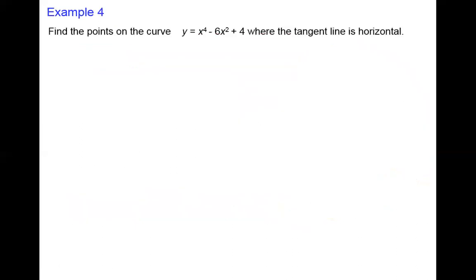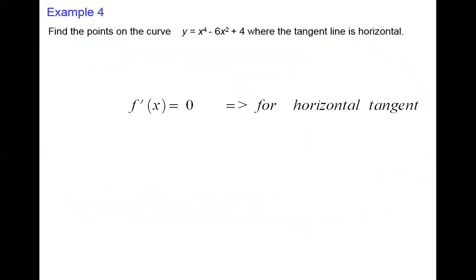Okay, now I do have one question, and it's a little bit of an application. That means, let's see. Find the points on the curve y equals x to the power of 4 minus 6x squared plus 4, where the tangent line is horizontal.